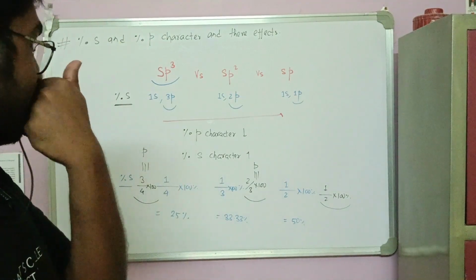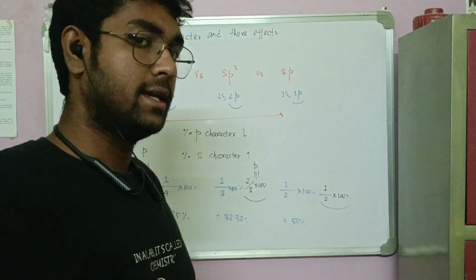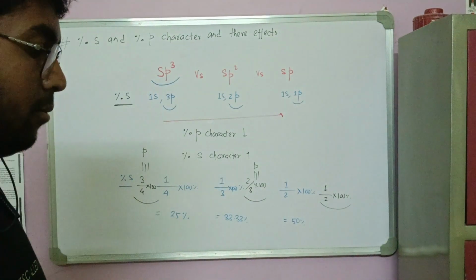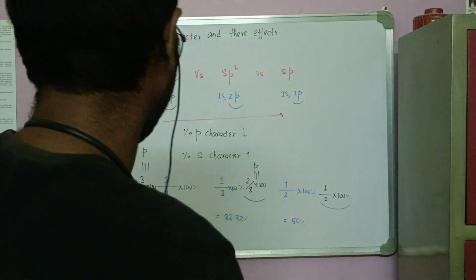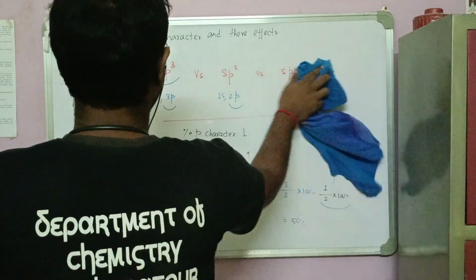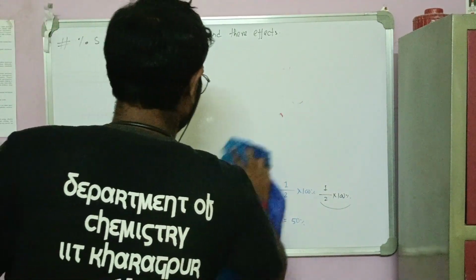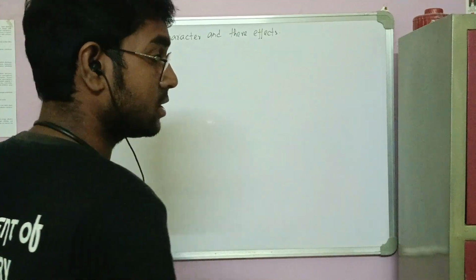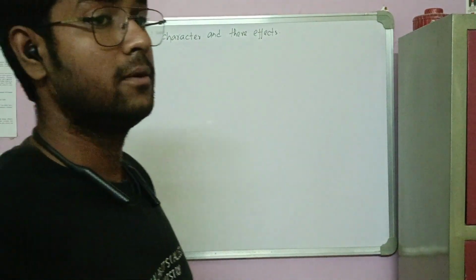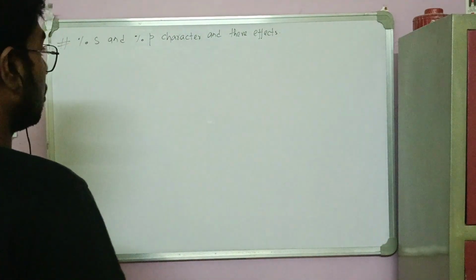So the important factor is the percentage. Why are we discussing the s character and p character? Because it has some effect on bond angle and bond length. How? I am discussing further. Before going into the topic, let's discuss the geometry or the shape of the hybridized orbitals.